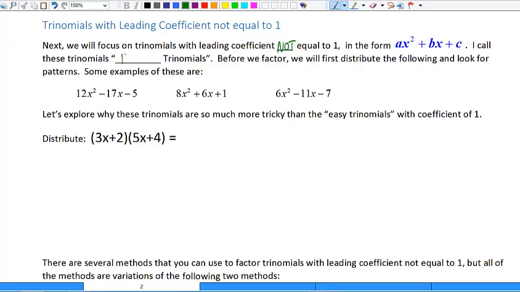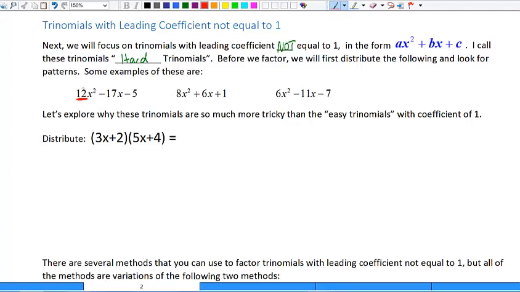I call these the hard trinomials. They're a little bit more tricky than the leading coefficient of 1, which are easier trinomials. So before we factor, again, the same that we did before, we're going to distribute and look for patterns. So some examples of the harder trinomials are where the leading coefficient is not 1.